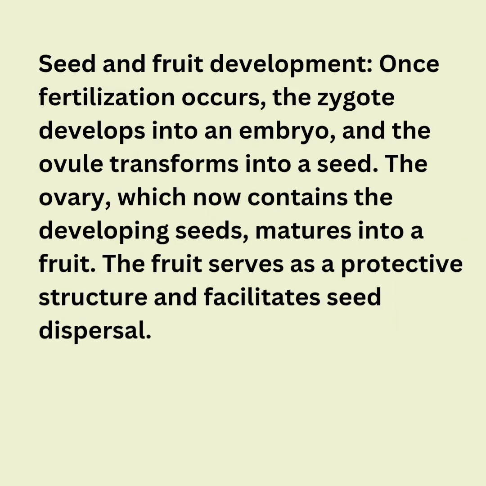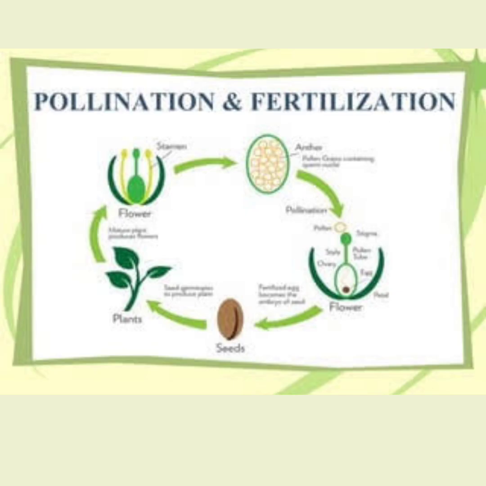Seed and fruit development. Once fertilization occurs, the zygote develops into an embryo and the ovule transforms into a seed. The ovary, which now contains the developing seeds, matures into a fruit. The fruit serves as a protective structure and facilitates seed dispersal.